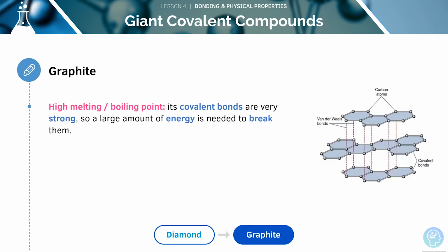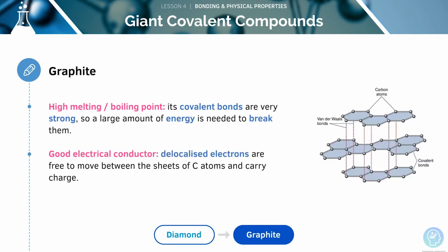Graphite has a high melting and boiling point. The covalent bonds in graphite are very strong, therefore a large amount of energy is needed to break them. It is also a good electrical conductor. Delocalized electrons are free to move between the sheets of carbon atoms, and therefore they can carry a charge.